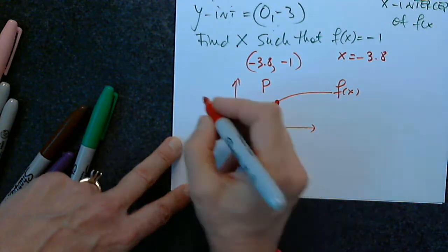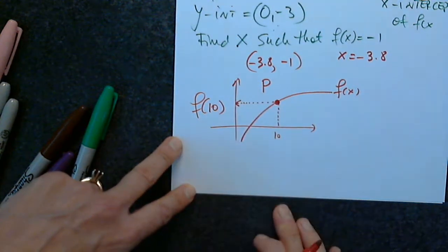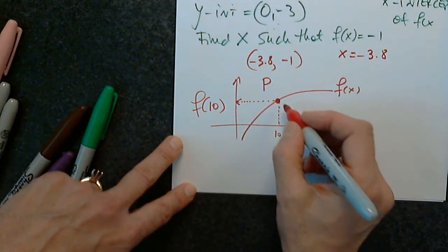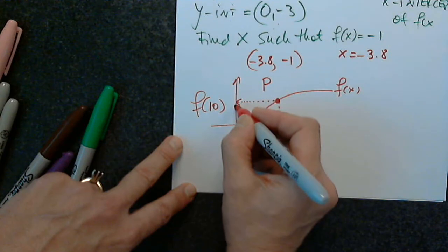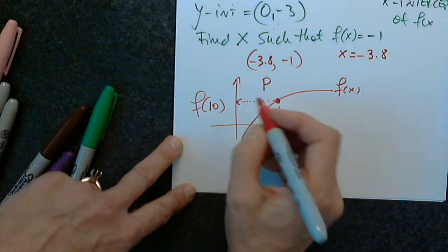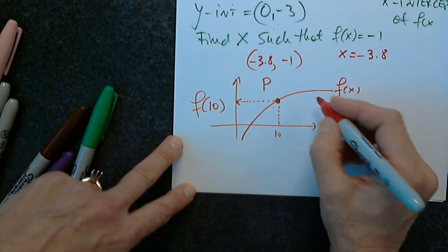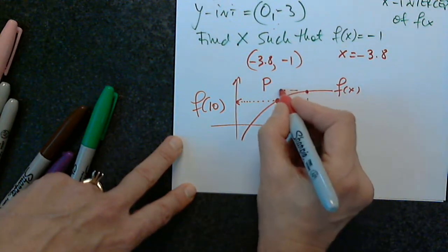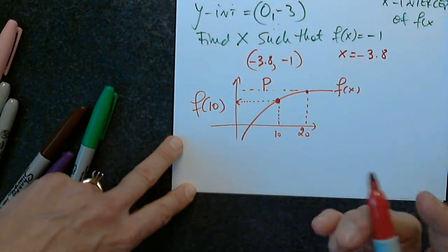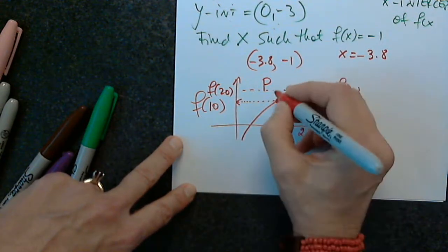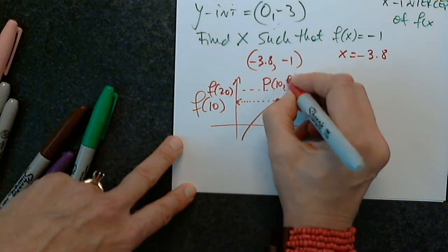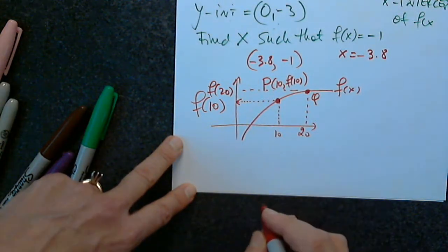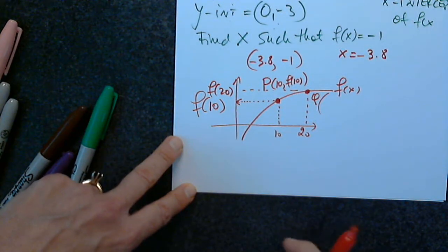F of 10. Of course. This must be f of 10. If the point is on the graph, for any x, the y coordinate has to be f of 10. What about this point here? If this is 20, what will this be? Right, it has to be f of 20. So the coordinates of P are 10, comma f of 10. And the coordinates of Q, if I use this as Q, what will those be?